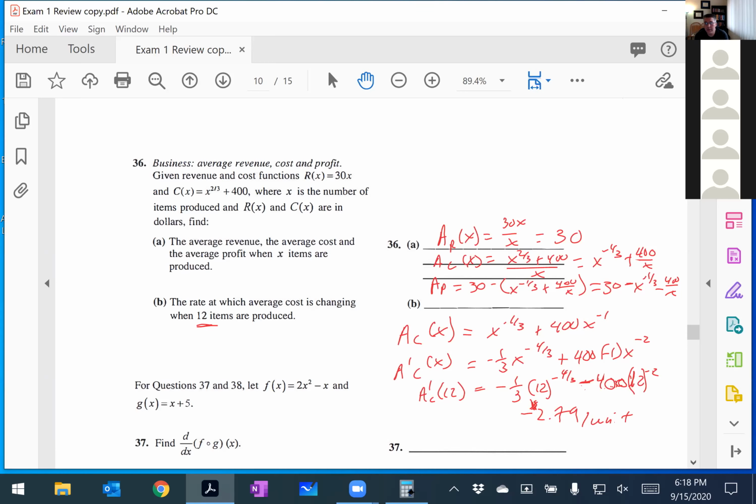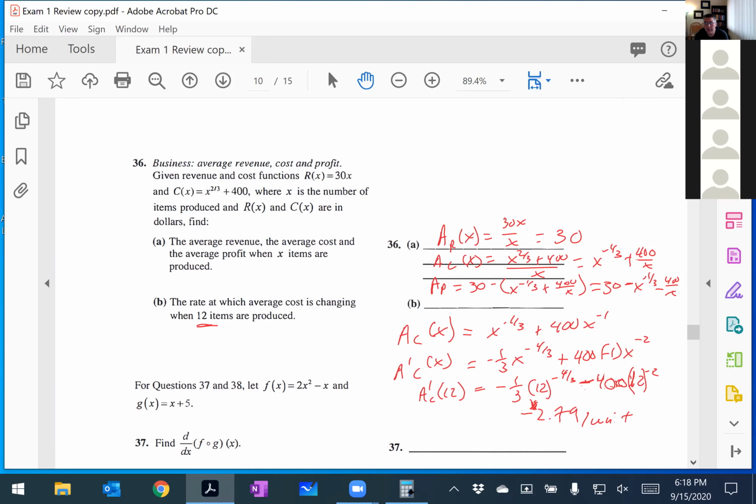Okay, so it says find the points on the graph where there is a horizontal tangent. So I have to plug this into the original function. Well, what's f of 0? f of 0 is going to be 0 minus 0, which is 0. So I know that the point (0, 0) has a horizontal tangent.